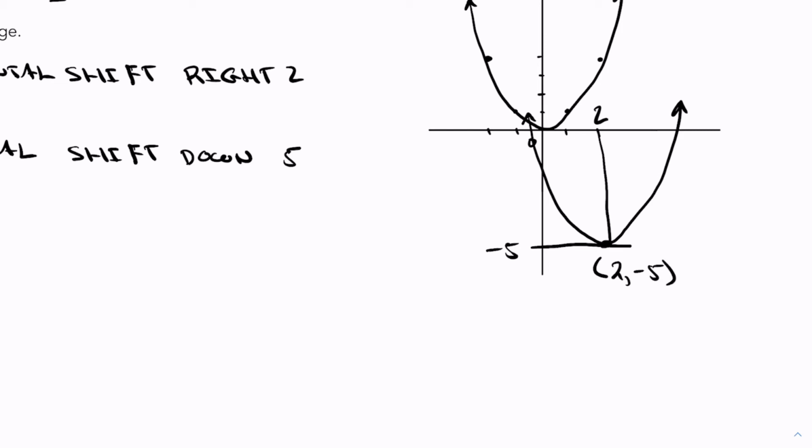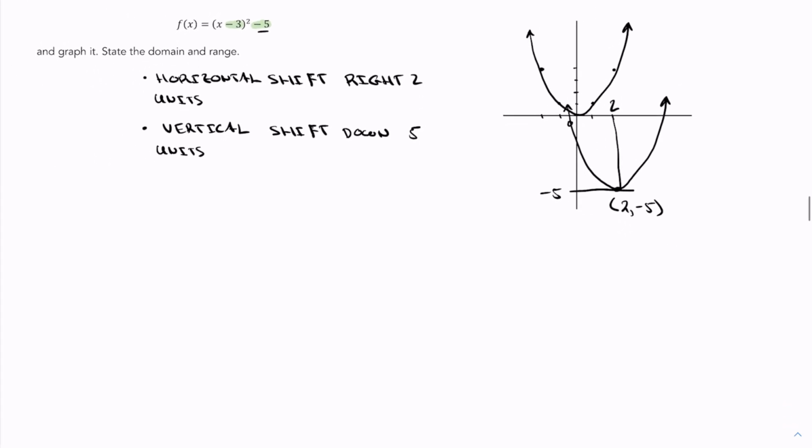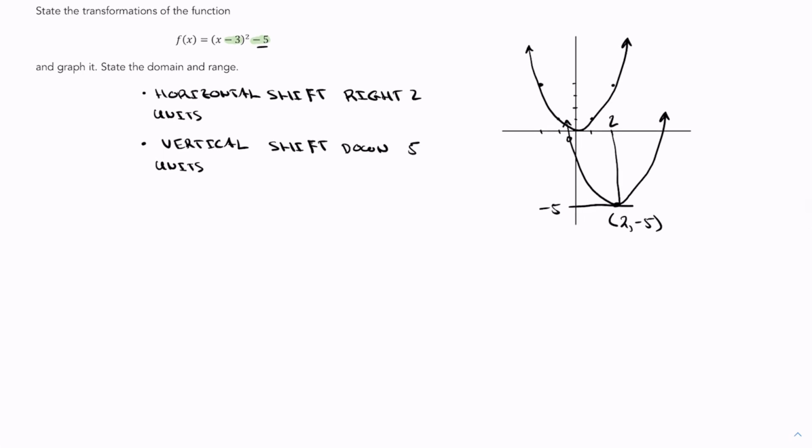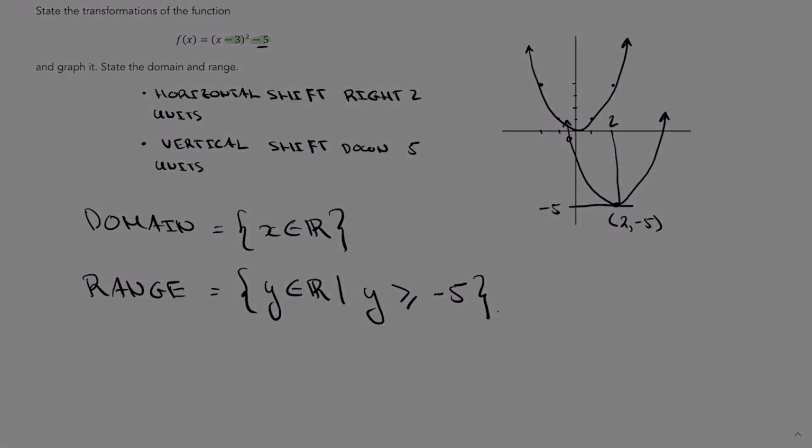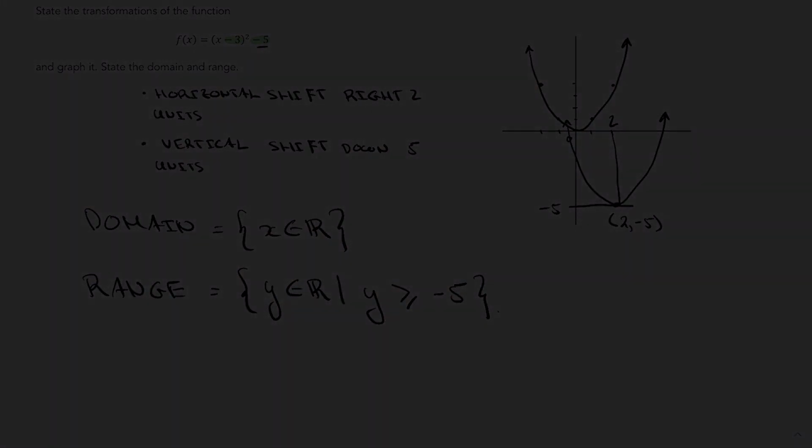(3, -5). So the domain and range, well, domain is quite straightforward. For quadratics, it never really changes. So domain is all real numbers, and my range is equal to, well, it's every real number y such that y is greater than or equal to -5. And there's your function transformed.